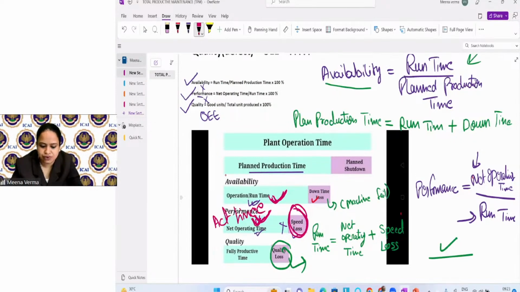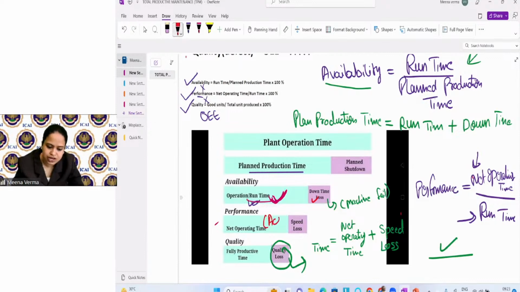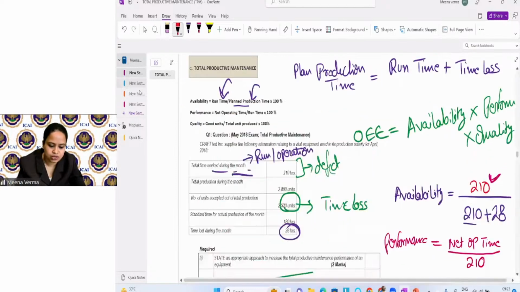So see in the question whether the actual time is given or not. If not given, then from the runtime you have to remove the speed loss, and then you will get the actual time. Otherwise the actual time should be given in the question. Runtime means for how much time you have worked, and speed loss or time loss is due to failure of machine or any other reason. This time loss, added to runtime, equals planned production time.